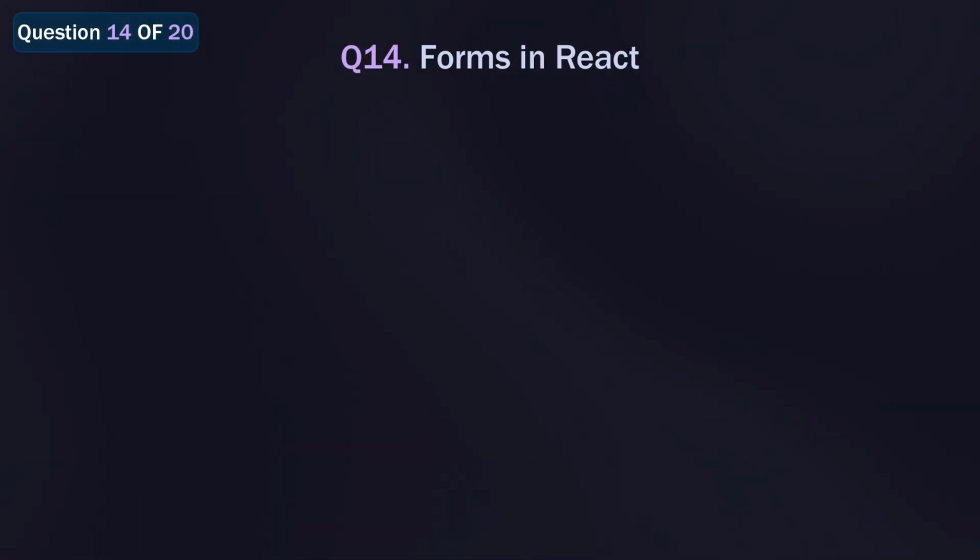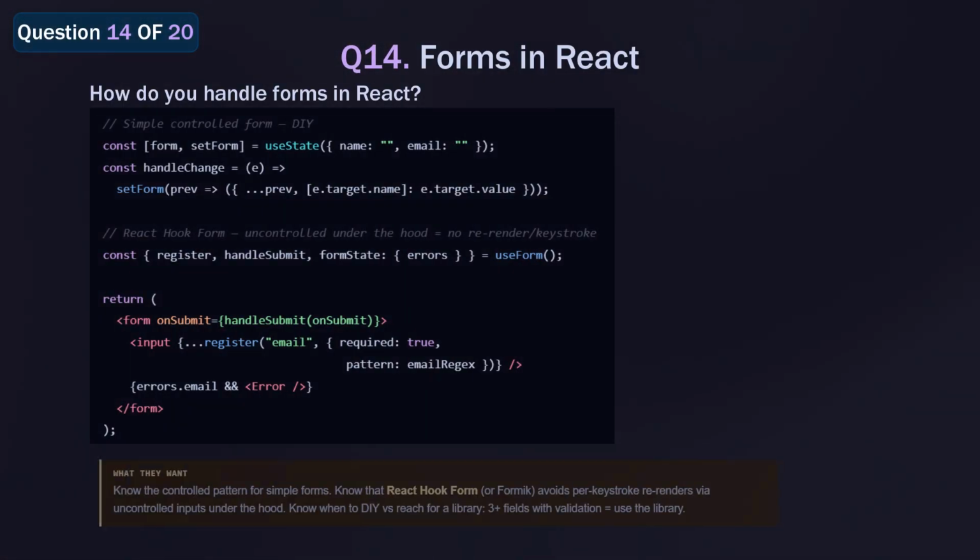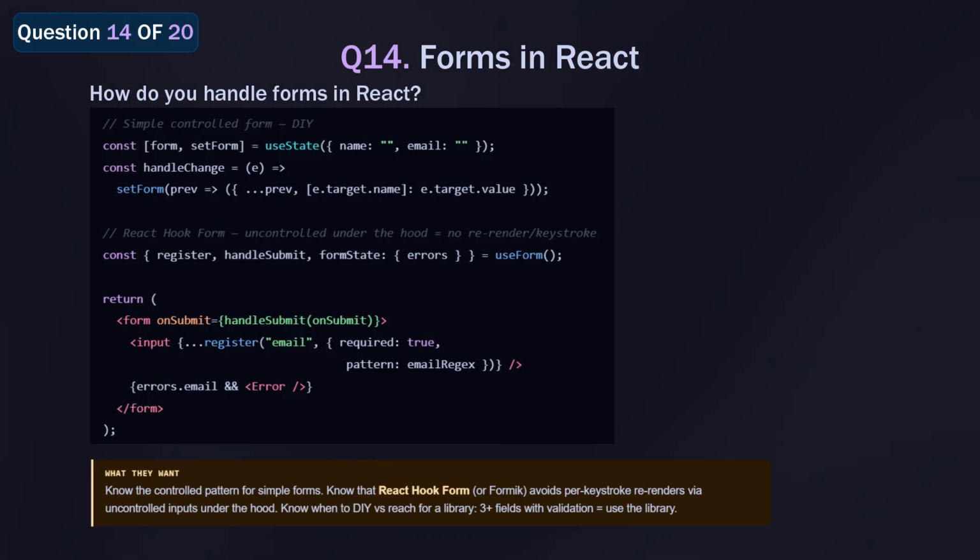React is always the source of truth. For complex forms, multi-step and heavily validated with many fields, a library like React Hook Form or Formik gives you performance optimization, uncontrolled inputs under the hood, and built-in validation integration with schema libraries like Zod. What do they want? You know the controlled pattern and know when to reach for a form library. For simple forms, DIY. For complex forms, use a library.